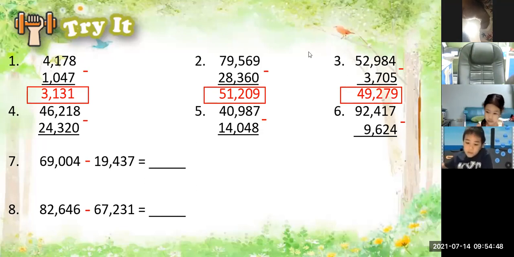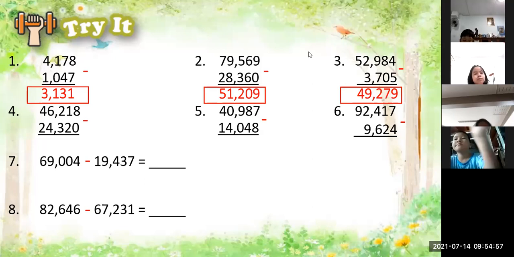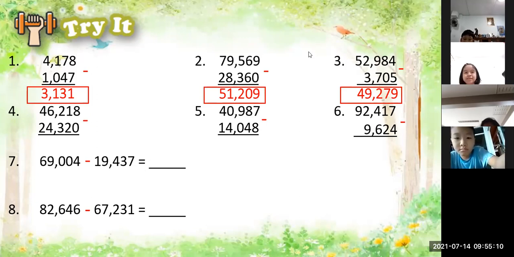Number 4, ready? Go. 22,000. Everybody, 22,000. Is it 22,000? Are you sure? 22 or 21?